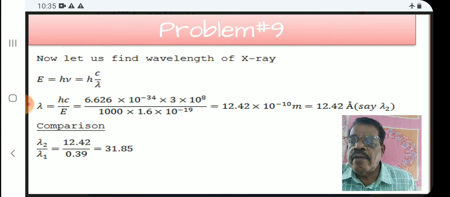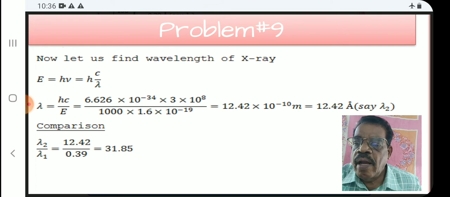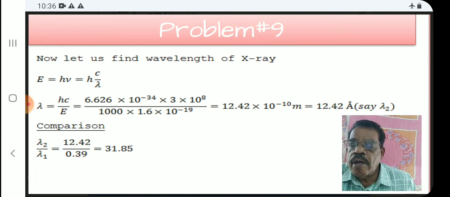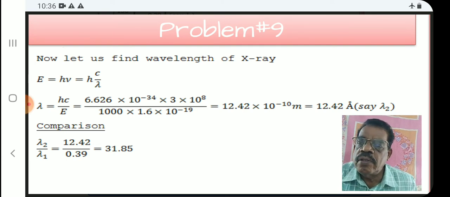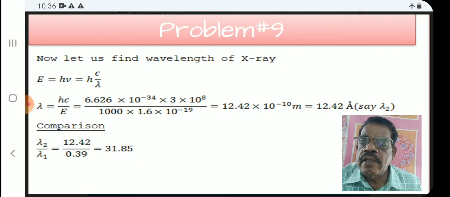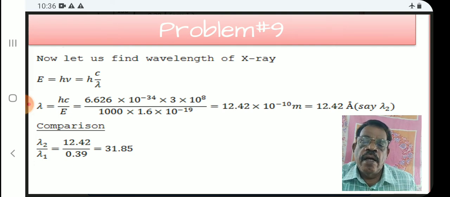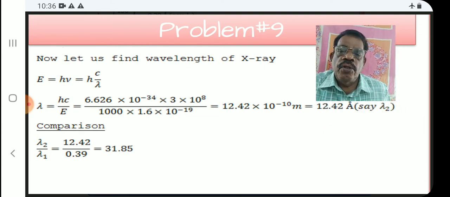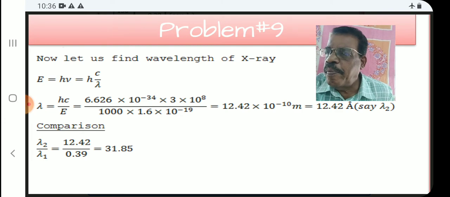So the comparison we do by dividing lambda 2 by lambda 1. Lambda 2 by lambda 1 is equal to 12.42 by 0.39, equal to 31.85. If you find lambda 1 by lambda 2, that is no problem. In that case, the answer will be less than 1. Here we have determined lambda 2 by lambda 1. You can also find lambda 1 by lambda 2.